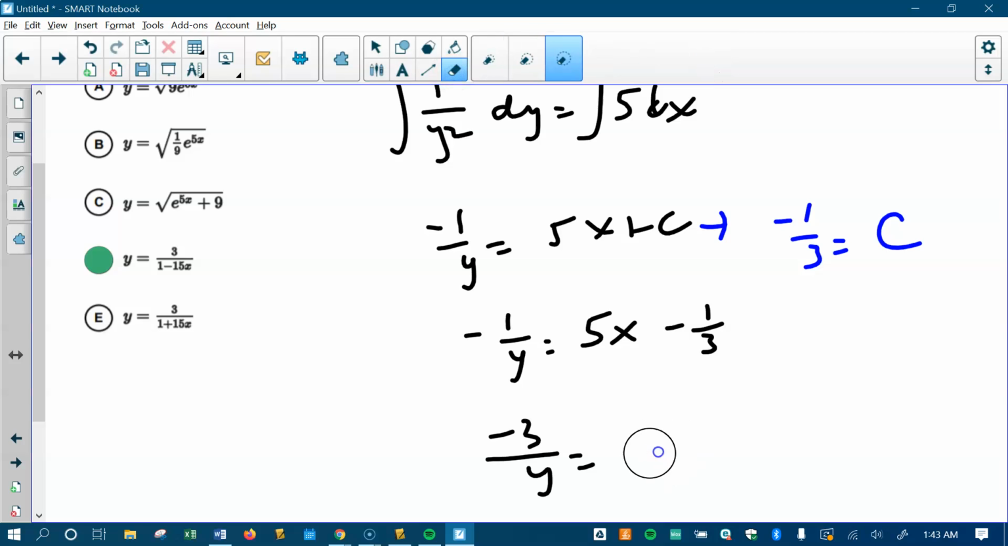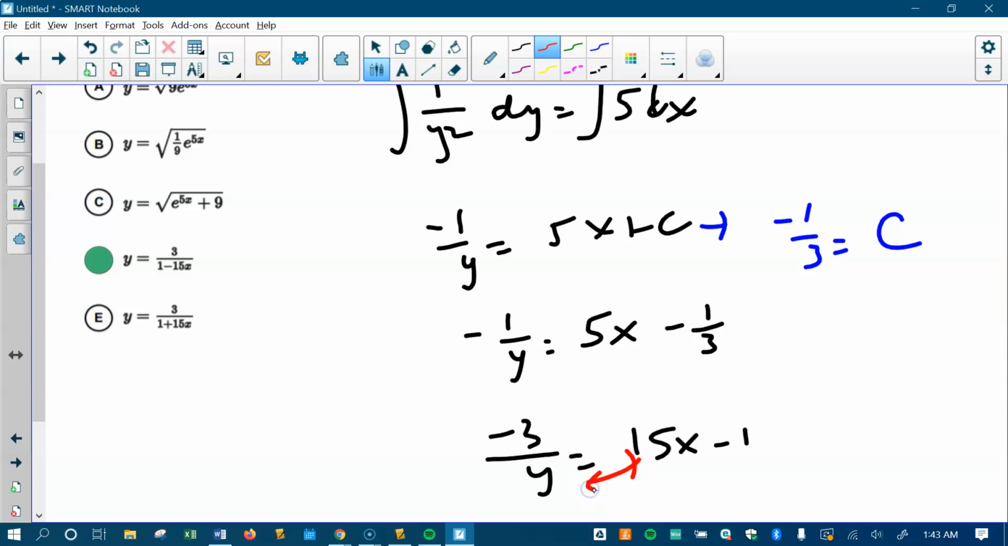Oh, I just made a terrible mistake. 15x minus 1. And then, again, what I did in the last video, the last couple of problems, is I switched these two, multiplied by y and divided by 15x minus 1, and that gets us -3 over 15x minus 1. It looks like all of my answers from what they give me are off by a negative, which is why D is your answer. So divide both sides by -1, and you end up getting D as your final answer.